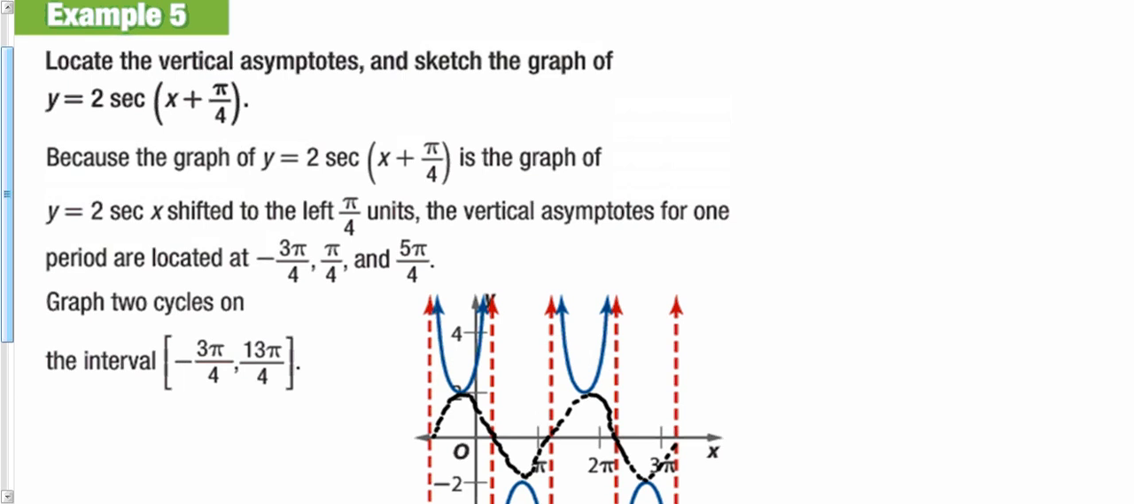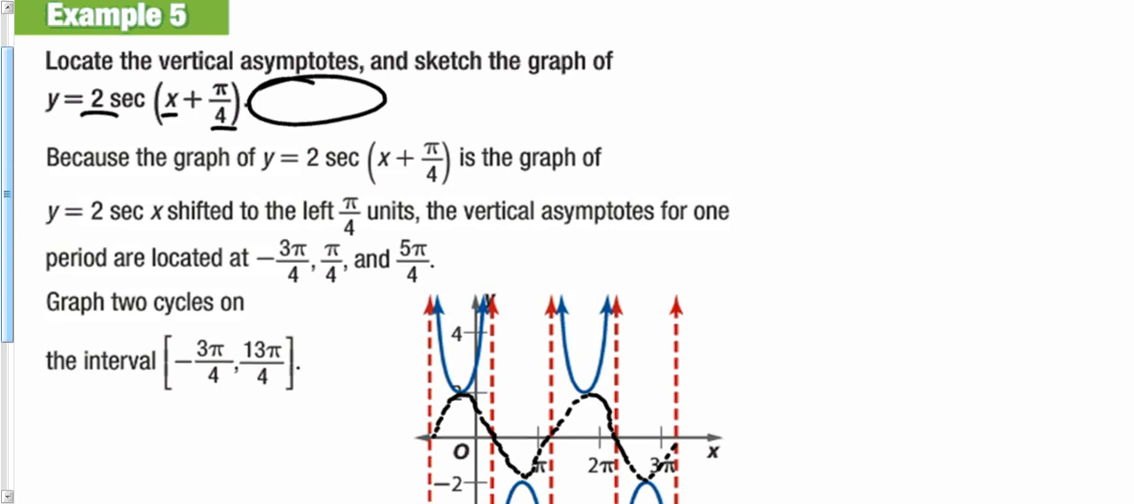Most of the other properties behave the same. 2 is not my amplitude; 2 is a vertical stretch or compression. We don't call it an amplitude because these functions go up forever. B is still in here, and that would be my period change. This is still C, my phase shift, and this function had no D. So it is shifted left pi over 4 units, and the period is still going to be 2 pi. Basically, all the important stuff about these functions stays the same.